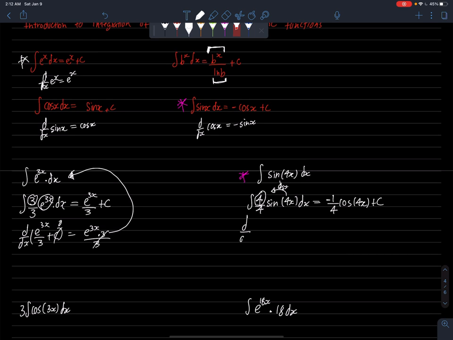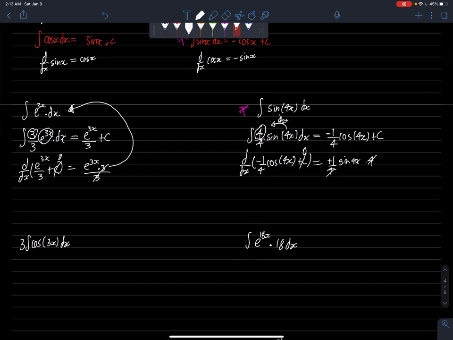So let's just double check. The derivative of negative 1 over 4 cos 4x plus c: the c would just be 0. We have negative 1 over 4, and there's a little bit of chain rule. It'd be times negative sine, so this would become positive sine 4x times the derivative of the inside, so times 4. That cancels out, and you get sine of 4x.